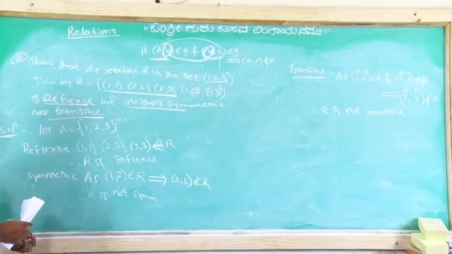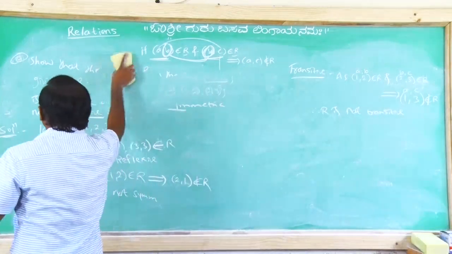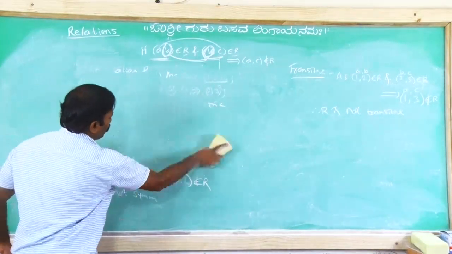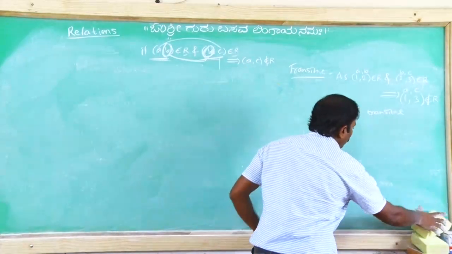Okay. Now, the remaining examples. 6 examples are completed. Take the remaining examples. Only remember the types of relations. Remember all the definitions.